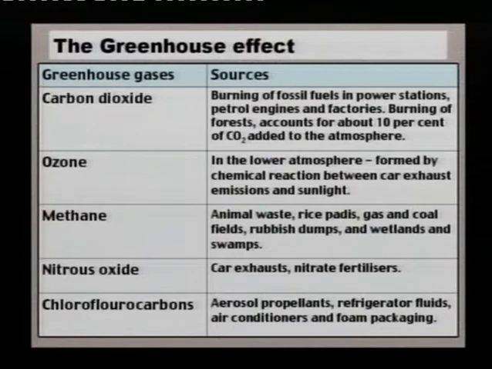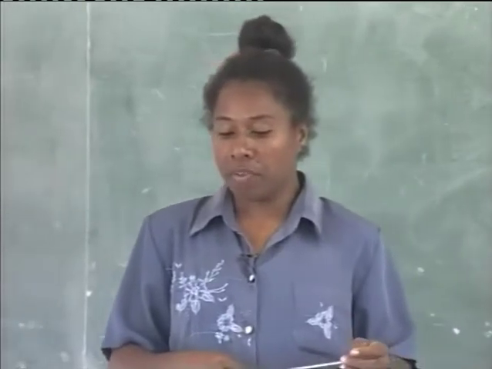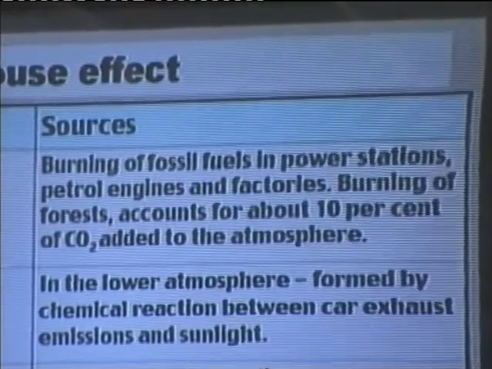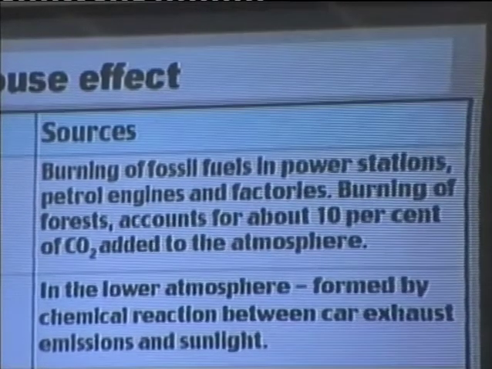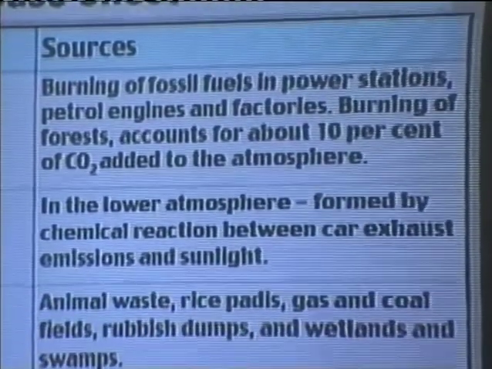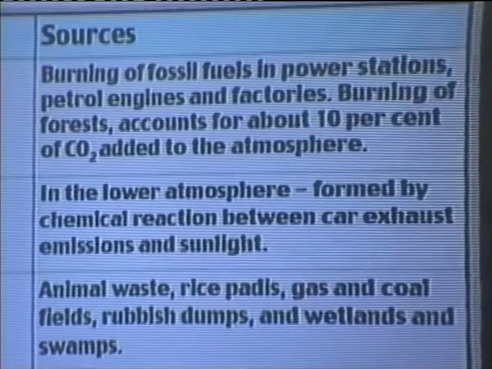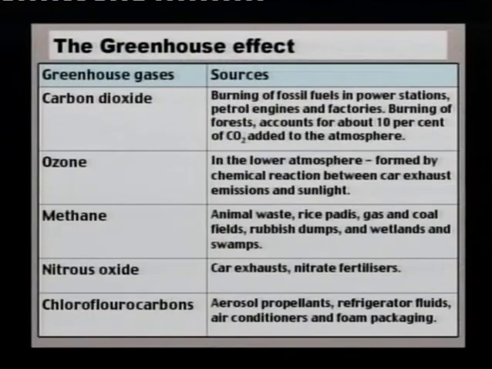We start off with carbon dioxide gas, which is mainly from burning of fossil fuels in power stations, petrol engines, and factories. Also note that burning forest accounts for about 10% of the carbon dioxide added to our atmosphere. Another gas is ozone, which is mainly in the lower atmosphere, formed by chemical reaction between car exhaust emissions and sunlight. We also have methane, mainly from animal waste, rice paddies, gas and coal fields, rubbish dumps, and wetlands, as well as swamps.